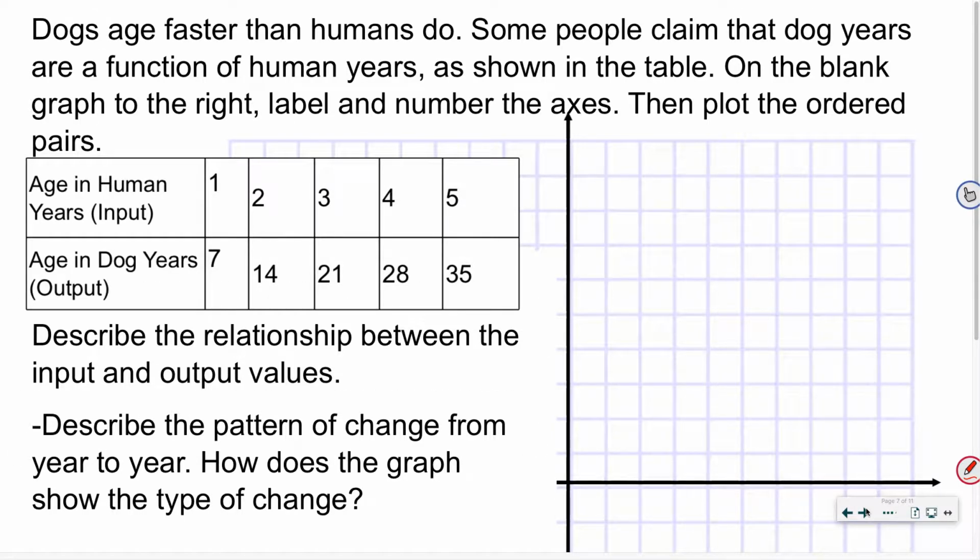They think there's a relationship between the way that dogs age and the way humans age. For a long time, it was like 1 human year was equivalent to 7 dog years. There's actually more current research that says that that's not necessarily the case.